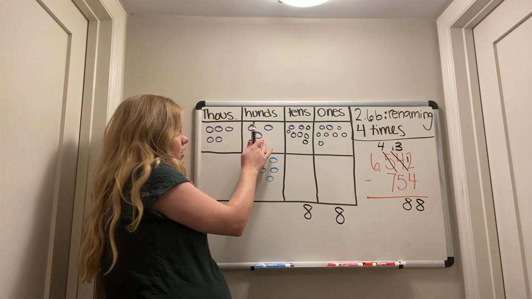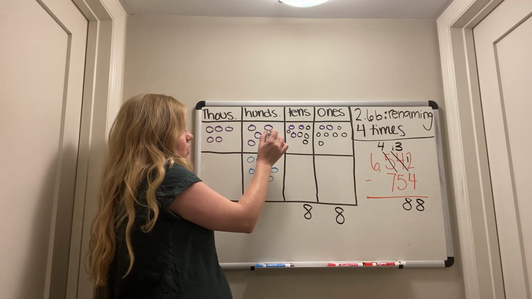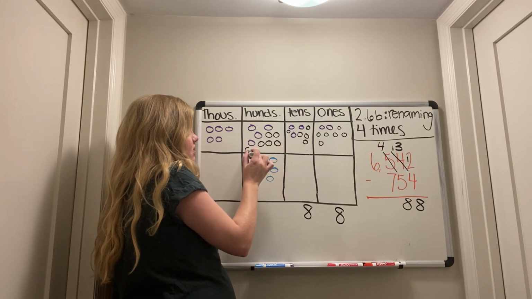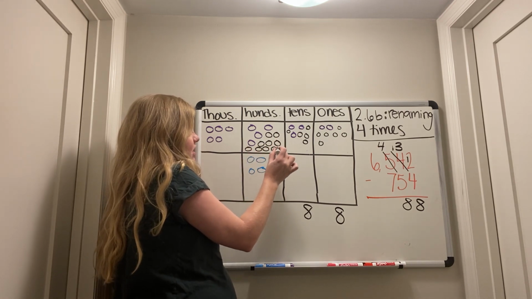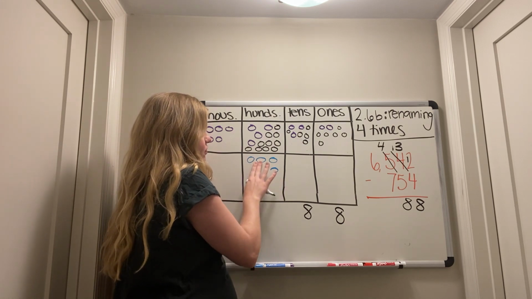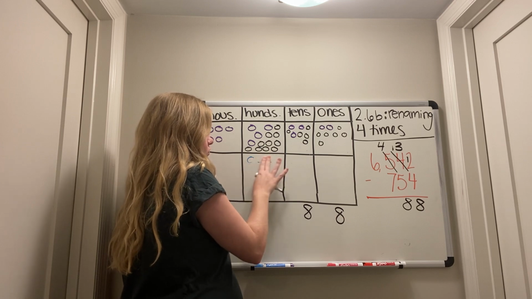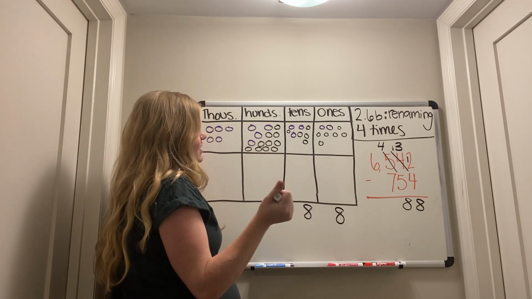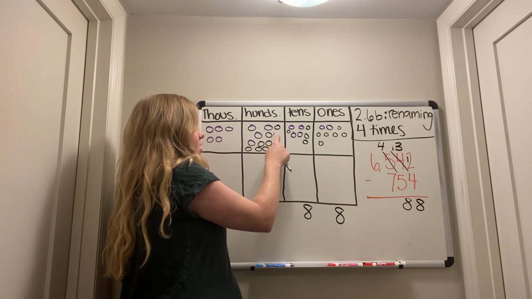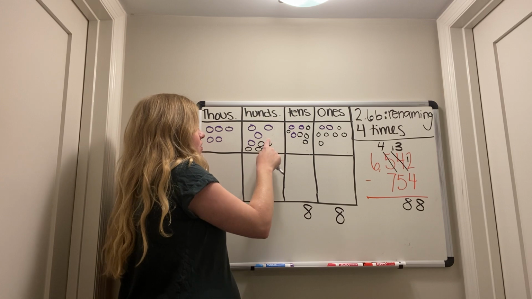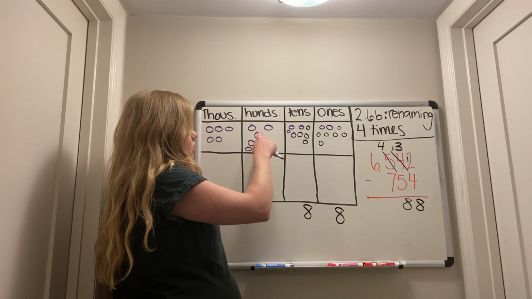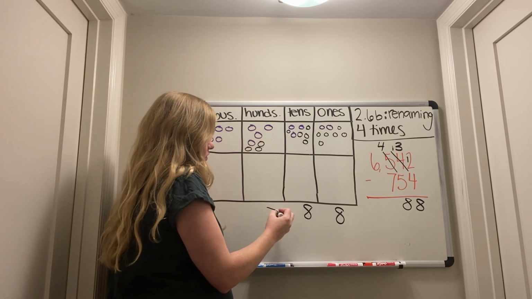And we put 10 hundreds over in the hundreds. 1, 2, 3, 4, 5, 6, 7, 8, 9, 10. Okay, so we get rid of these 7. Then we have to get rid of 7 more hundreds. 1, 2, 3, 4, 5, 6, 7. Now how many hundreds do we have? 1, 2, 3, 4, 5, 6, 7.